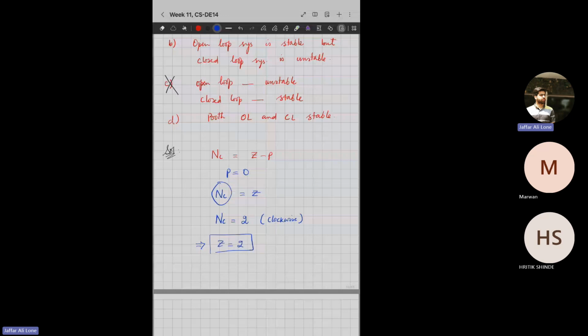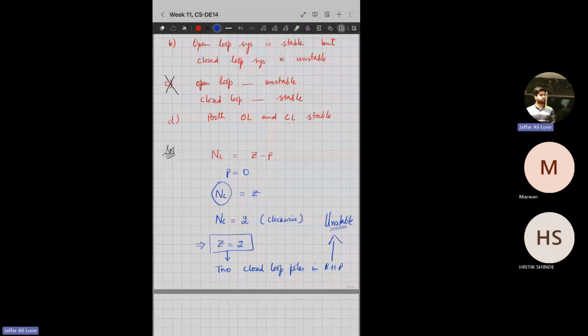Z equal to 2 means there are two closed loop poles in the RHP. What does that mean? Your closed loop system is unstable. So in the Nyquist plot, you take an open loop transfer function and you get information about the closed loop transfer function. That's what we did.